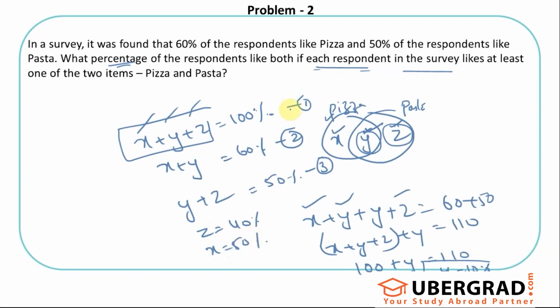What is the question asking? What percentage of the respondents like both? So both is y. That's why 10% is the answer for this. Right? That's how you can solve it. As I said, just note the variables properly, write the equations as per the clues given, and you should be able to solve it easily.